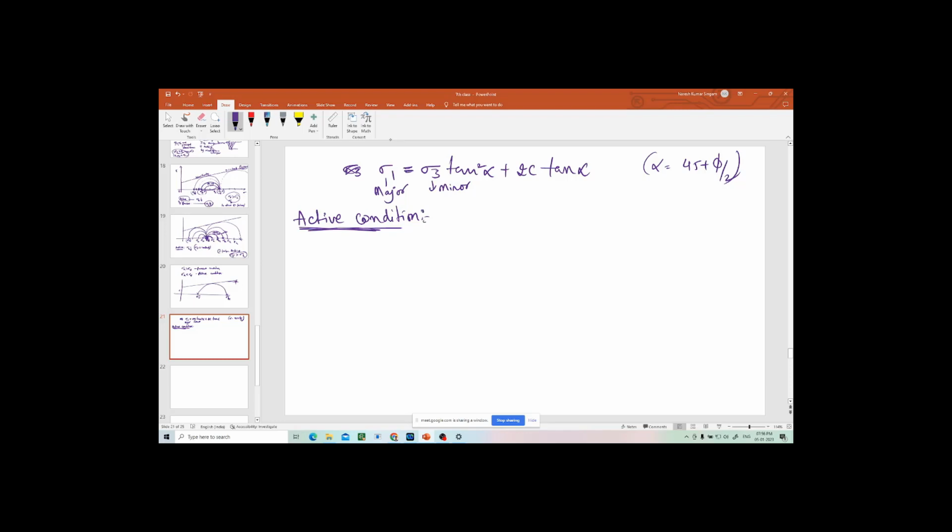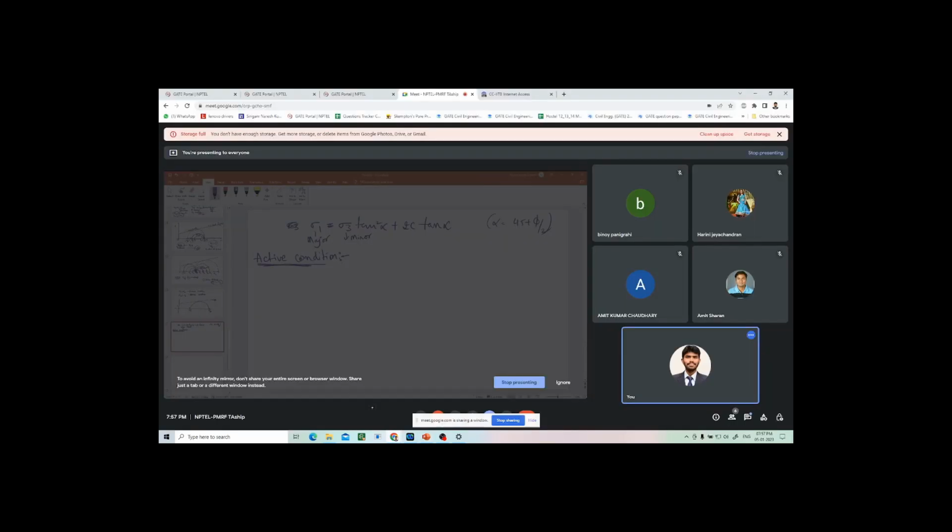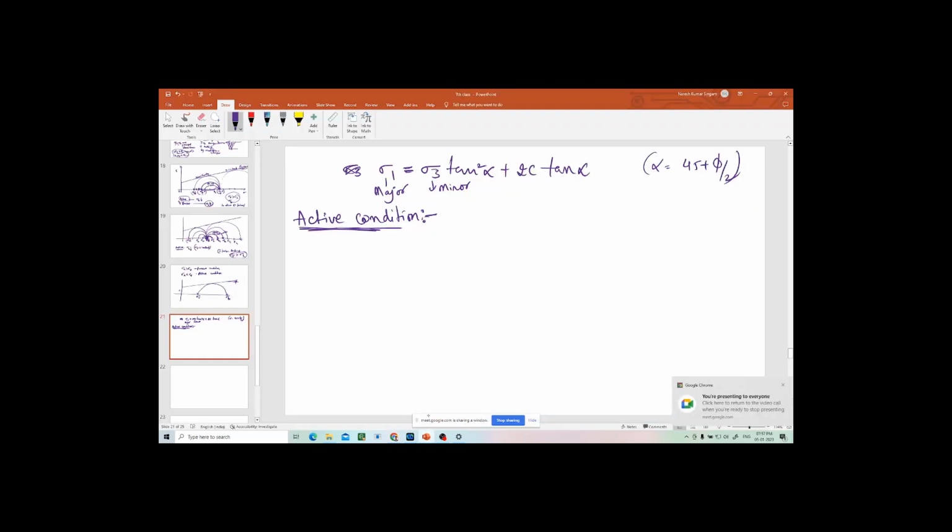Now in active condition at failure, if you replace sigma 1 and sigma 3 with sigma h and sigma v, how will you replace? Where will you keep sigma h and where will you keep sigma v? Anybody? You can just try. Sigma v on the left side and sigma h on the right side. You are telling this, right?